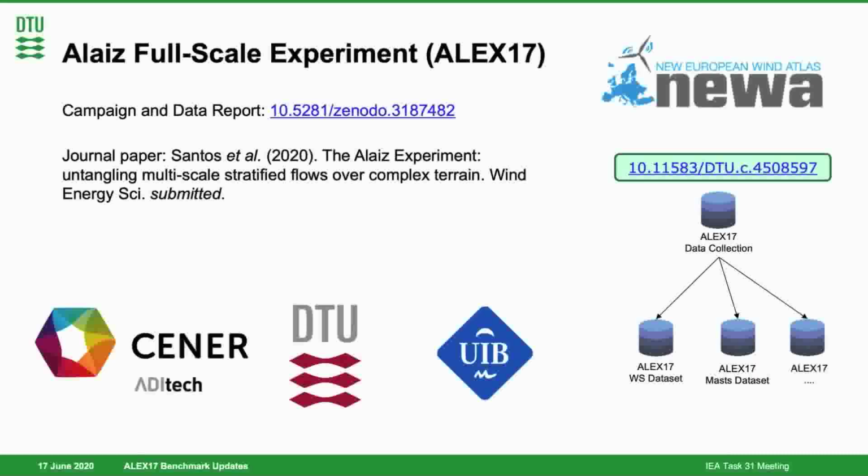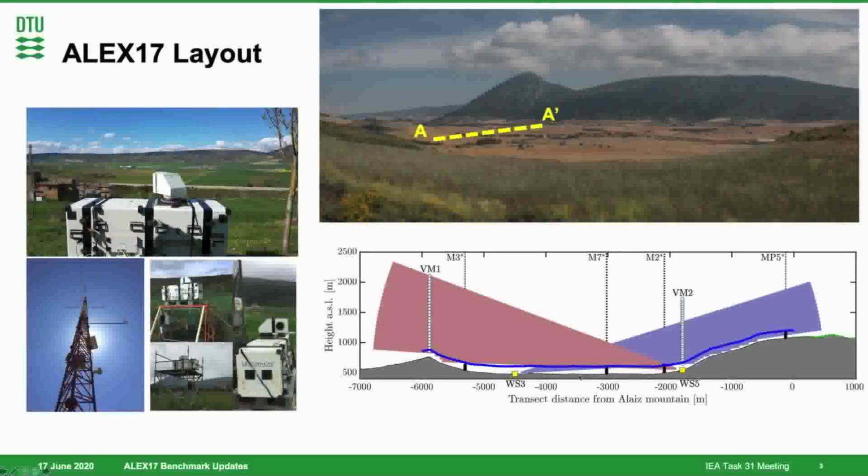The first result of the experiment is an analysis of multi-scale stratified flows. And we have just prepared and submitted a paper to Wind Energy Science that hopefully will shortly be available. The experiment used many different instruments, among others, the WindScanner systems and the met masts with sonic anemometers and surface flux stations in a complex terrain area surrounding the Alaiz mountain close to Pamplona in Spain.